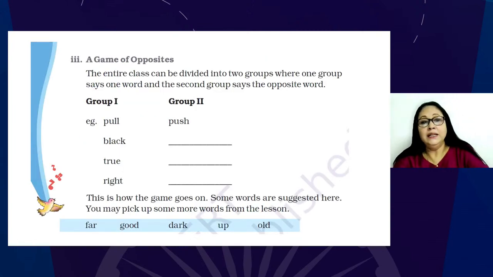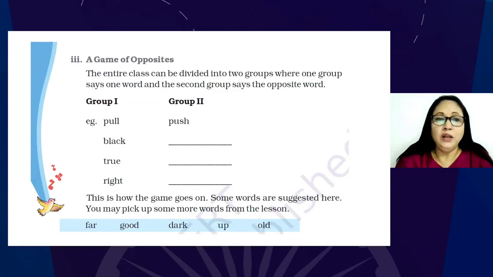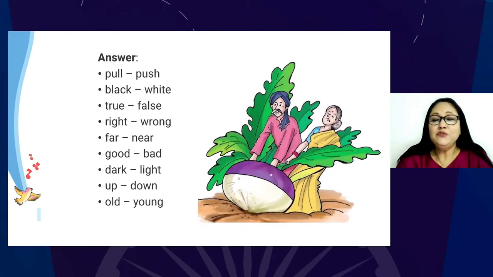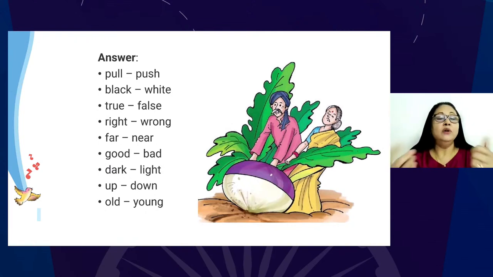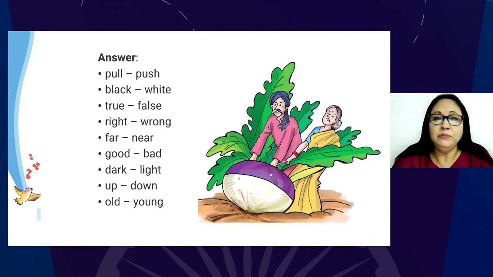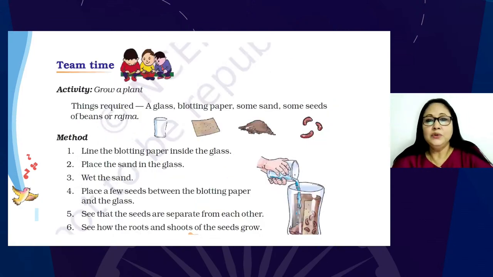Here we will also learn, since we have learned a new word, pull, okay? So we have to know what is the opposite of pull. Opposite of pull is push. What is the opposite of black? White. True, false. Right, wrong. And there are some more words which I've given over here: far, near, good, bad, dark, light, up and down, old and young. And there are many more words in your book which you can use.